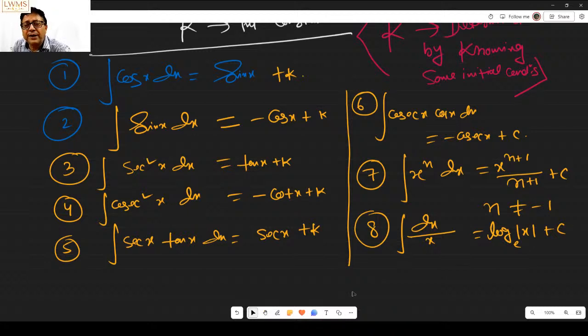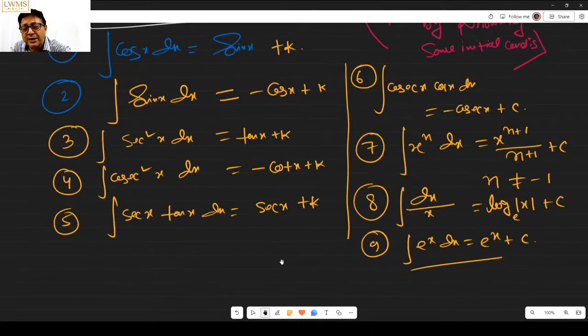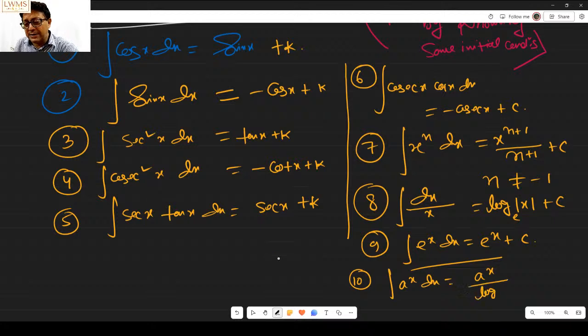So this way we can find. Okay, a few more are there. Just let us write all. Like if there is e to the power x, because derivative of e to the power x is e to the power x, so it's like this. And then number 10, integration of a to the power x will be a to the power x by log a base e plus c. Clear?